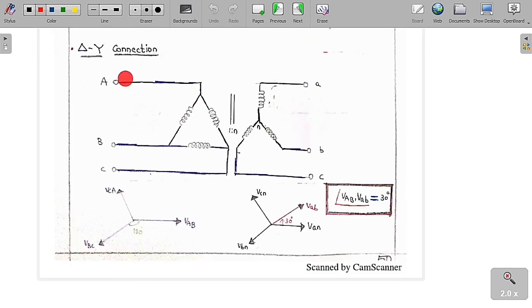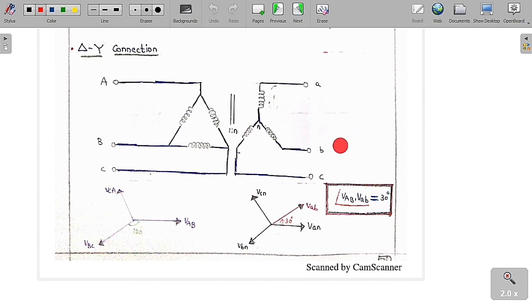So this is basically delta to star conversion. Delta to star conversion. So you can see clearly this is the delta, this is the star. So now this is the A terminal, B terminal, C terminal. We are going to use supply here, and we are going to give supply to the load V1.